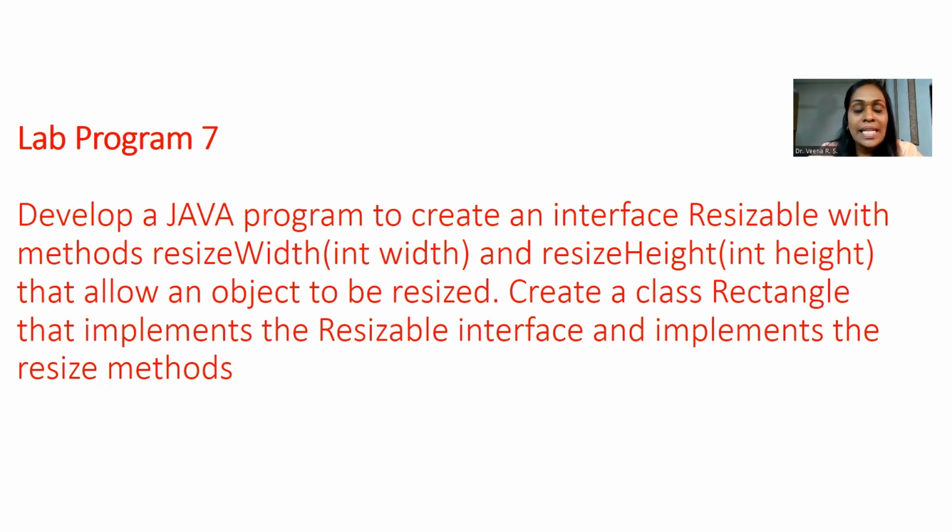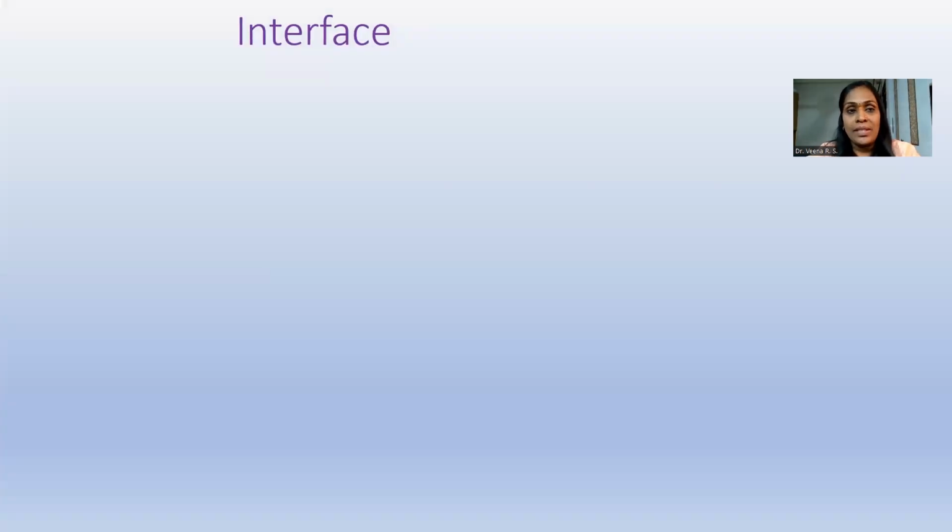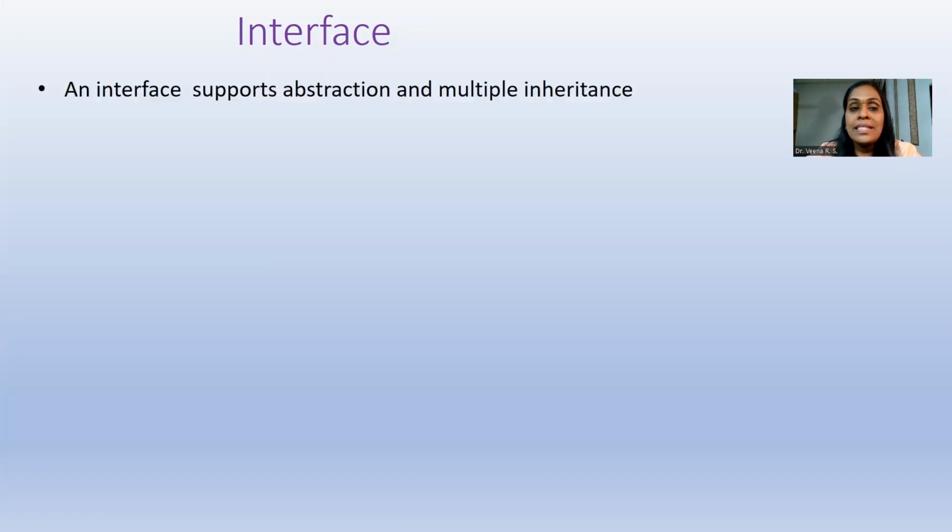Before we start writing a Java program, let us see what an interface is, in which situations we should go for an interface, how to create an interface in Java, and then we will write a program in Java and execute it. So when we say interface, what exactly is an interface? Interface basically supports abstraction and also multiple inheritance.